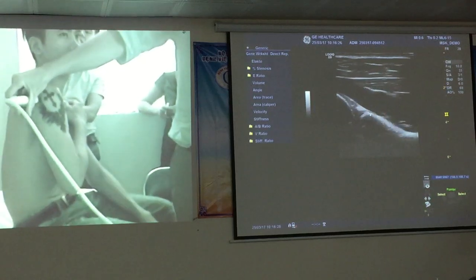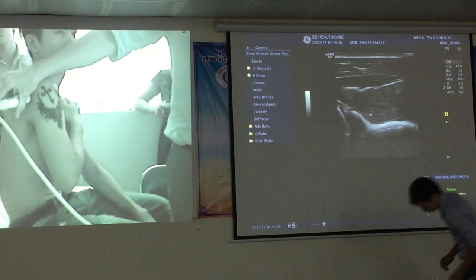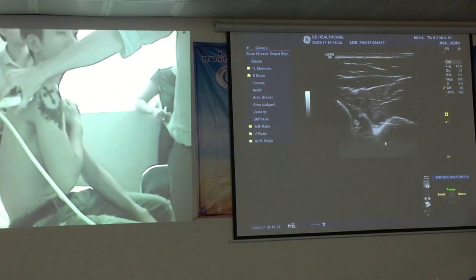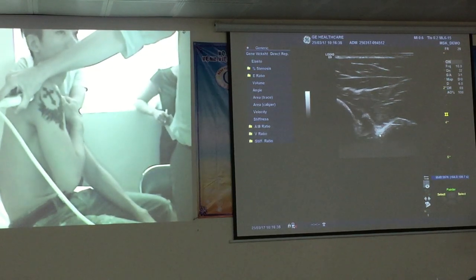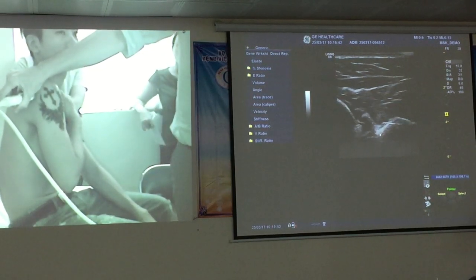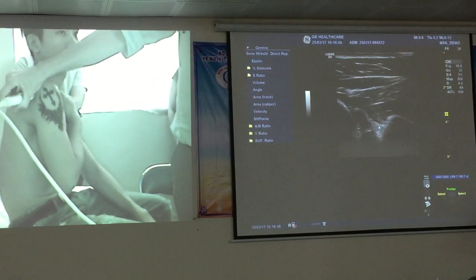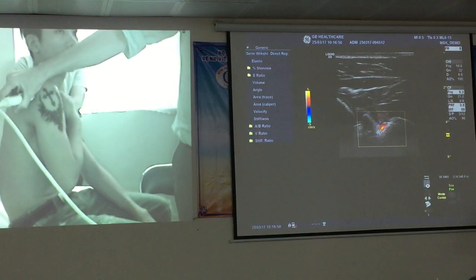From this spot, we can slide a little bit more inferiorly and angle up. This is the spinoglenoid notch. Now we move the probe down a bit and angle it upward to see the spinoglenoid notch. Through this area is the suprascapular nerve and accompanying artery and vein. We use Doppler mode to identify which structure is the suprascapular vessel.